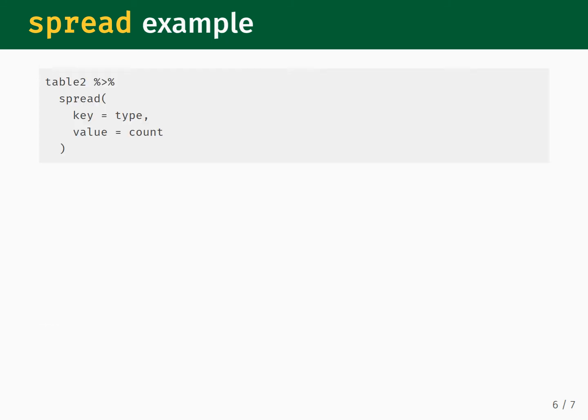Here is the code that implements the reshaping process we just saw in the schematic. We take Table 2 and pipe it into spread. For the key input, we set it equal to type, which is the column containing the categories cases and population. For the value input, we set it equal to count, which is the column that contains the values associated with the cases and population categories.